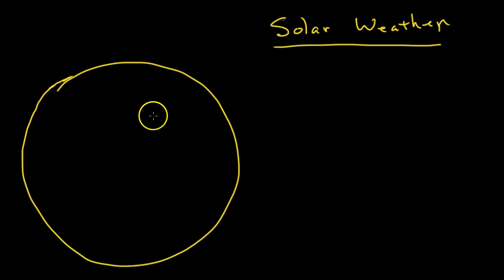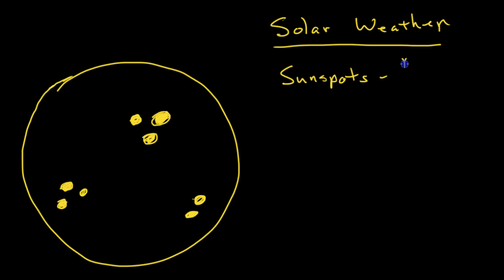When there's a strong area of magnetic field, it's going to block the heat from reaching the surface. And so parts of the surface of the sun are going to be cooler, and that creates a sunspot. Oftentimes they come in pairs or even clusters. I'll draw some sunspots here. All right, so sunspots are associated with magnetic fields.